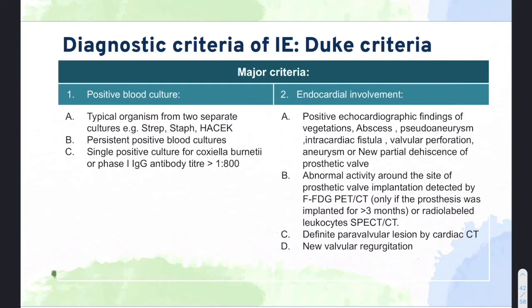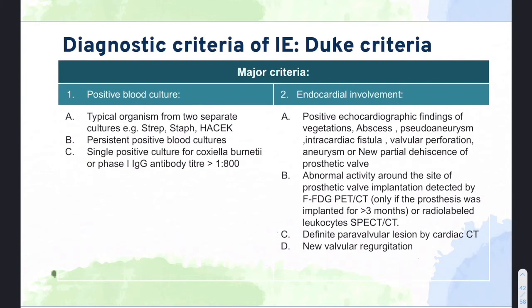Coxiella. It is responsible for a negative culture, so one is enough if it is positive, or a phase 1 IgG antibody titer of more than 1 to 800. Coxiella is responsible for Q fever. Q fever presentation might include endocarditis. They use the IgG titer as a diagnostic criterion in Q fever.